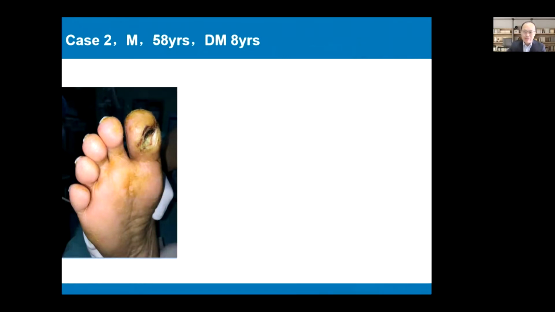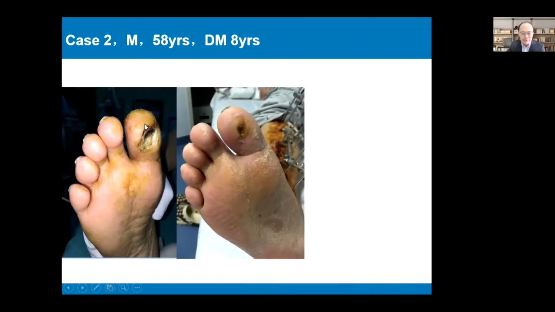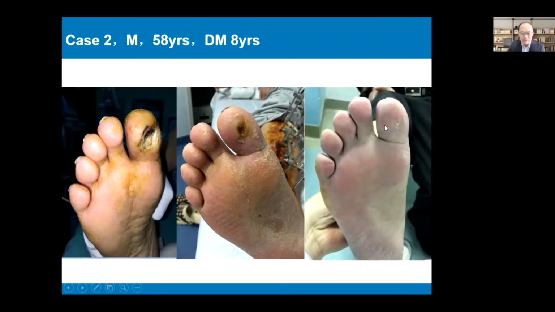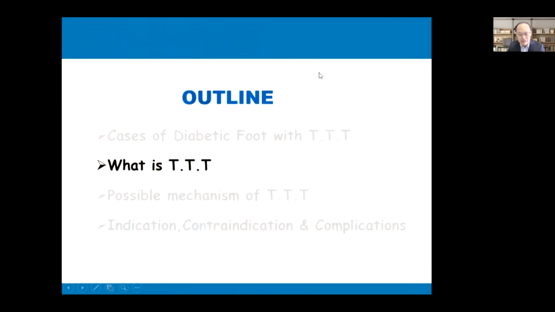How about others? You can see here a small ulceration. It's a 58-year-old male with an 8-year history of DM. It could not heal very well with other methods. With the TTT method it is better and finally healed.